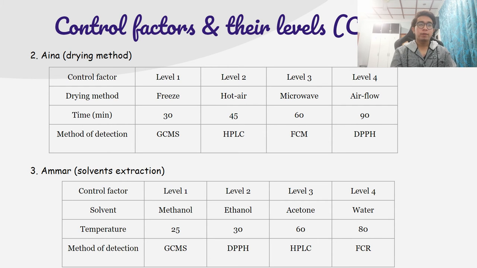For the second student, the parameter is the drying method. Based on the table below, the control factors are the drying method, time, and the method of detection. Level 1 indicates freeze drying, 30 minutes, and GCMS method of detection. For level 2, the drying method is hot air, time 45 minutes, and HPLC method of detection. For level 3, it indicates the microwave drying method, 60 minutes, and FCM method of detection. And lastly, level 4, its drying method is the airflow, the time is 19 minutes, and DPPH method of detection.